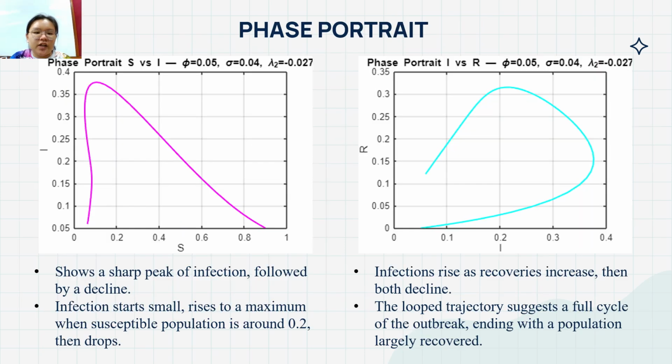So for the phase portrait, it shows a sharp peak of infection, followed by a steady decline. It is a classic epidemic wave where the infections start small, rise sharply, and then fade. The recovery follows the same cycle, and the system settles into a stable pattern.